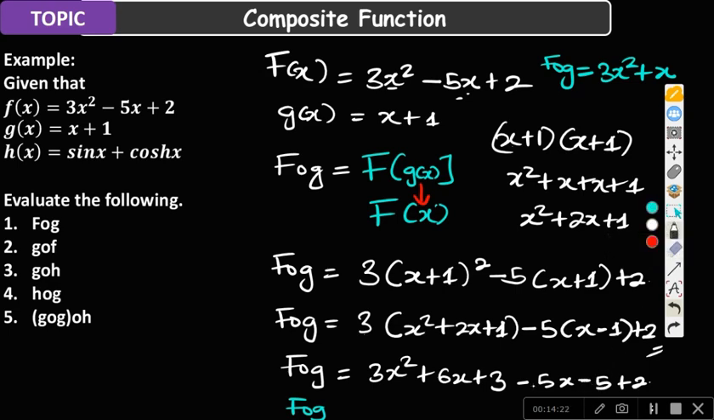So with that knowledge, now this becomes 3 minus 5. 3 minus 5 is going to give us minus 2. Right? Then minus 2 plus 2 is going to give us 0.